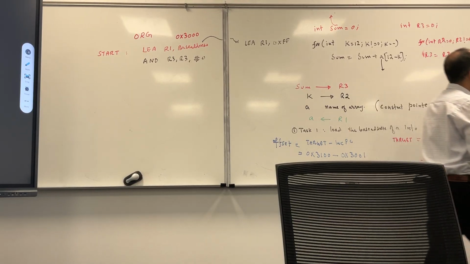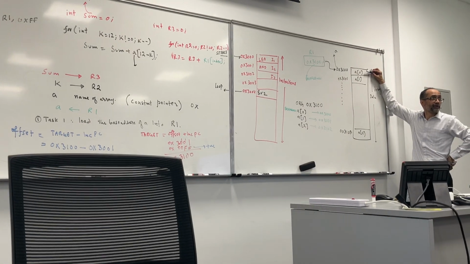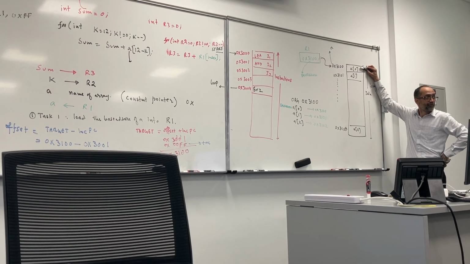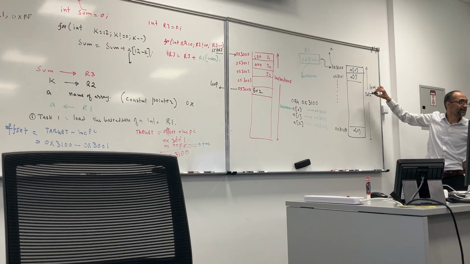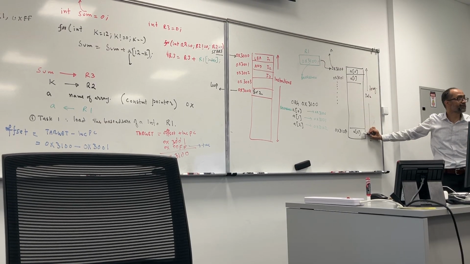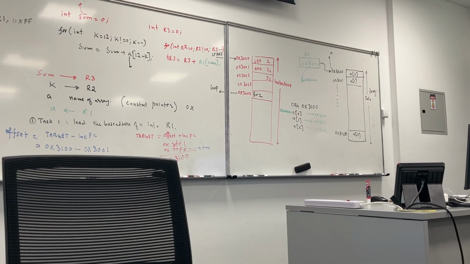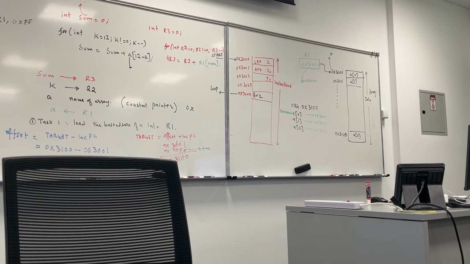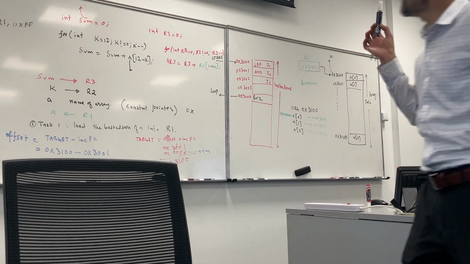12. We want to access the first element, so the loop variable is 12. Then it becomes 11, then 10, then 9, then 8, 7, 6. And when we reach here, what should be the value of the loop variable? 0. And when it becomes 0, it means the loop is now finished. Clear? So basically we need to use a loop variable.